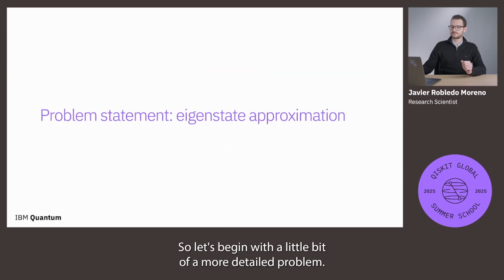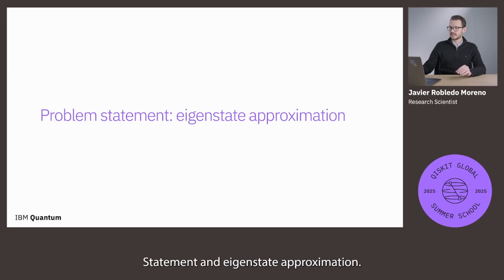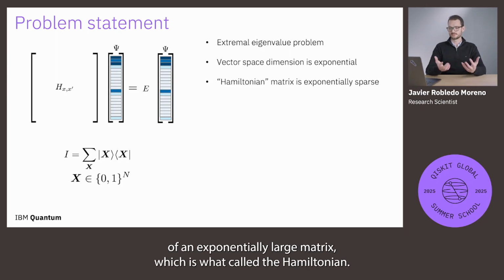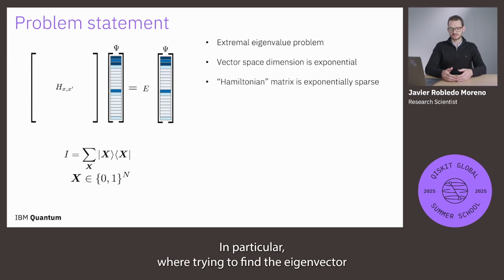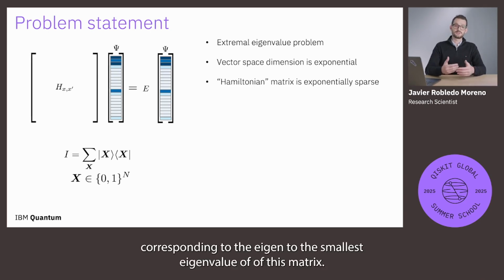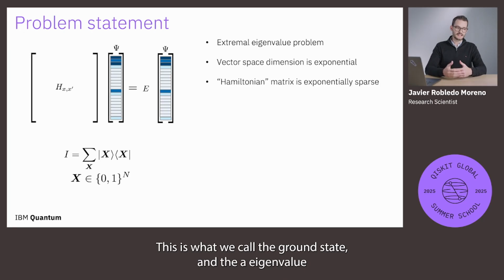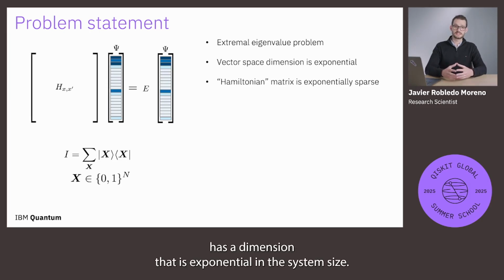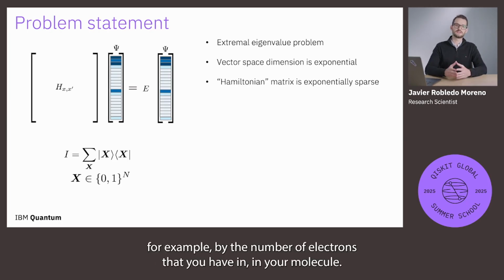So let's begin with a little more detailed problem statement and eigenstate approximation. What is it that we are trying to do? We are trying to find the eigenvalue and eigenvector pair of an exponentially large matrix, which is the Hamiltonian. In particular, we are trying to find the eigenvector corresponding to the smallest eigenvalue of this matrix. This is what we call the ground state, and the eigenvalue is what we call the ground state energy. As I mentioned before, this vector space has a dimension that is exponential in the system size. And here the system size can be characterized, for example, by the number of electrons that you have in your molecule.